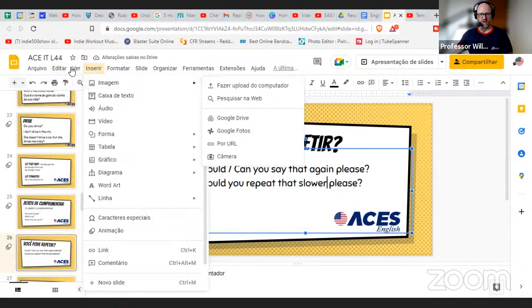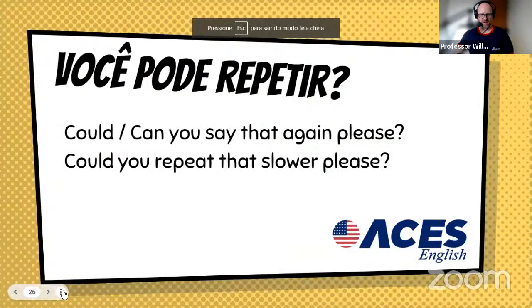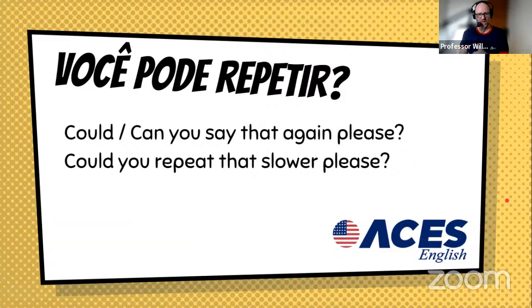So these are the ways that are more polite to say this. Could you say that again, please? Can you say that again, please? Or could you repeat that slower, please? Or could you please repeat that slower? You can put, could you please? And that will sound better. That's a better way to ask someone to repeat instead of repeat, please.